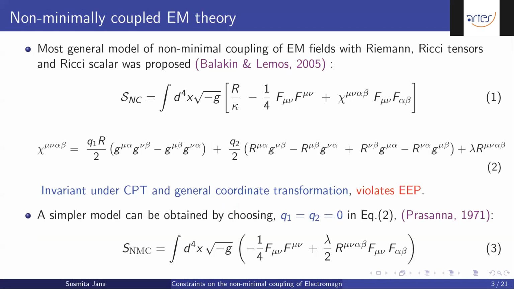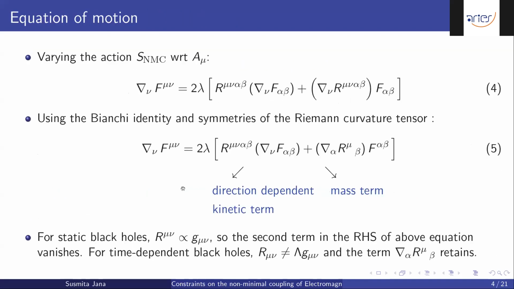So from here, I will consider the simpler model, and from that we can obtain this equation of motion, equation 4. Using the symmetries and Bianchi identity related to the Riemann curvature tensor, we can obtain equation 5. The two terms on the right hand side can be interpreted as the kinetic term and the mass term.